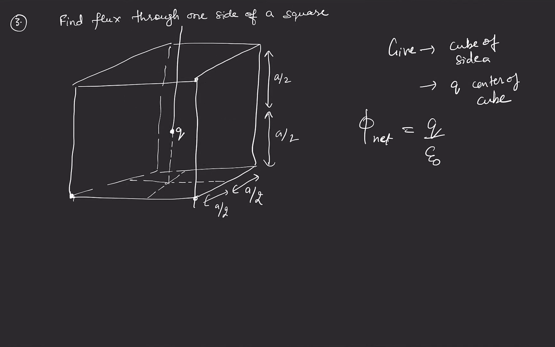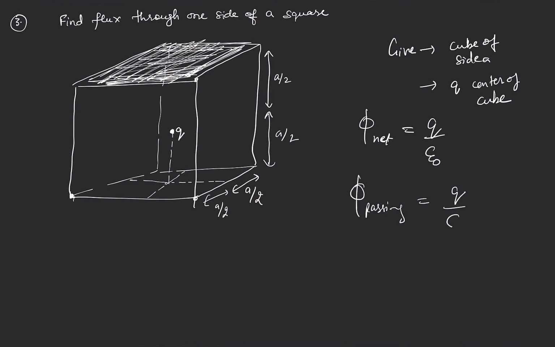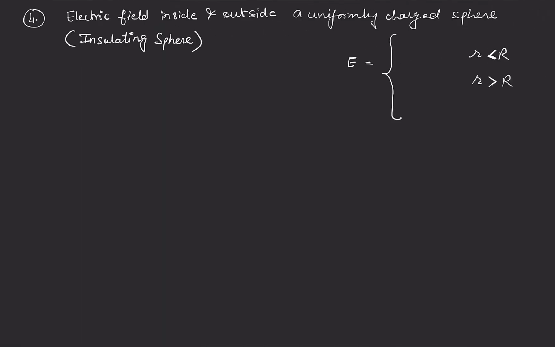So by using the symmetry, let's say we pick this top side of the cube. Since equal amount of field lines are passing through every side, and total flux passing through all the sides is Q by epsilon naught, therefore flux passing through one side is simply Q by 6 epsilon naught because we have 6 sides. So this was also pretty straightforward. Let's move to the next question.